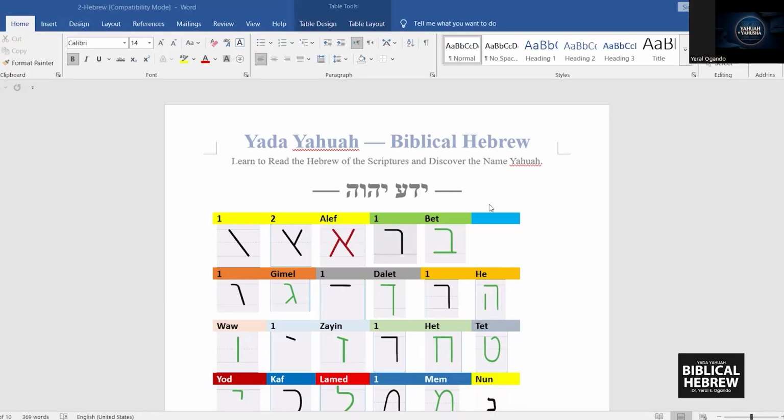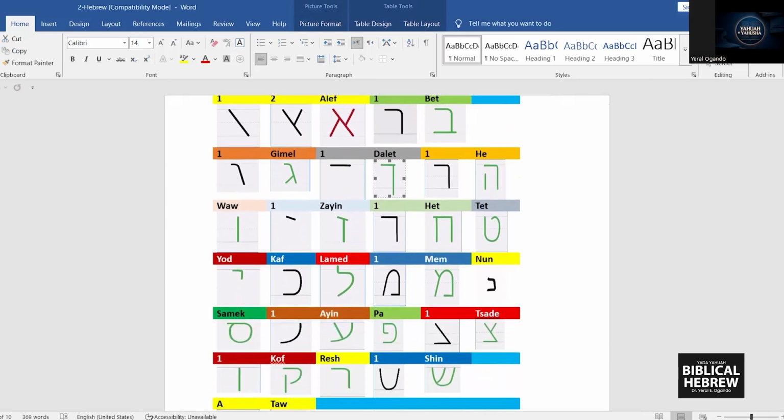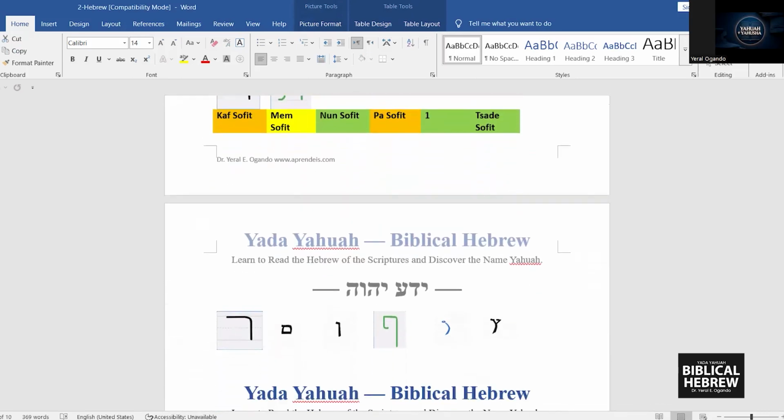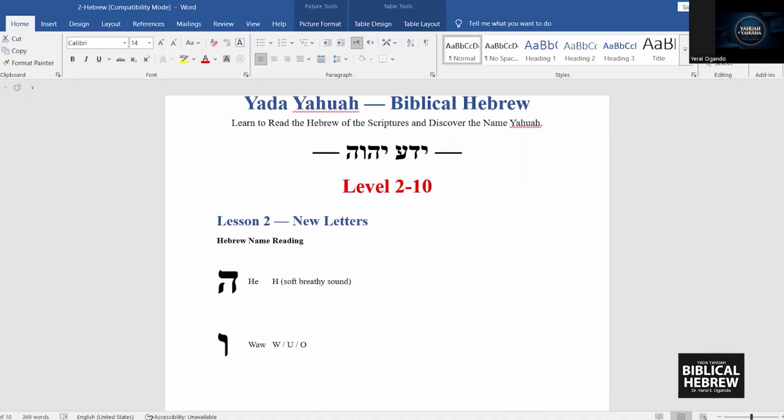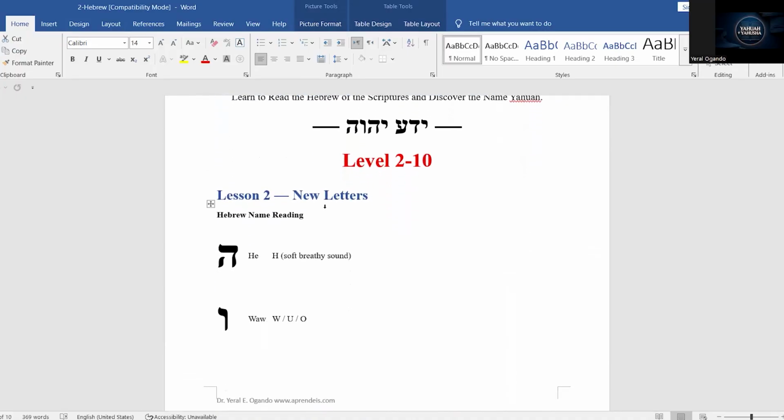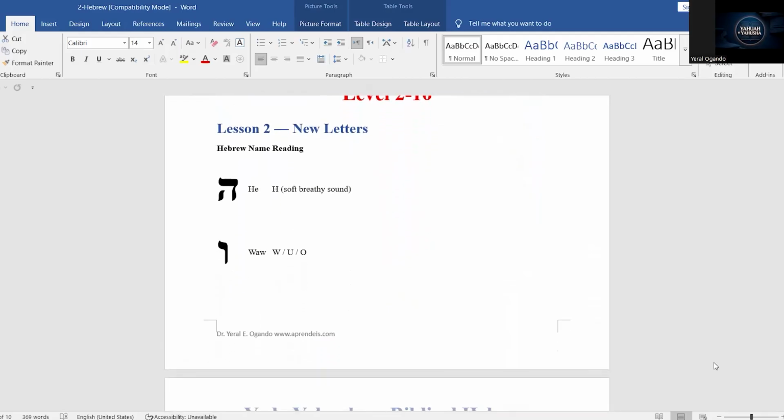We had the first lesson, where we went through Aleph, Bet, Gimel, Dalet. Now we're going to start lesson number 2, and we're going to see a few more letters. We have 4 letters in every lesson. The first one, which I already shared in the introduction, we're now going to see in full.